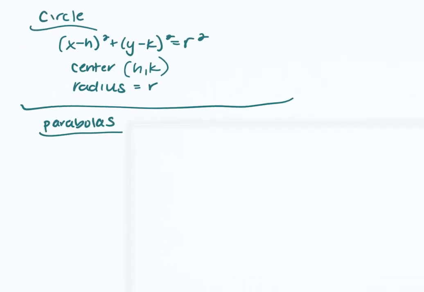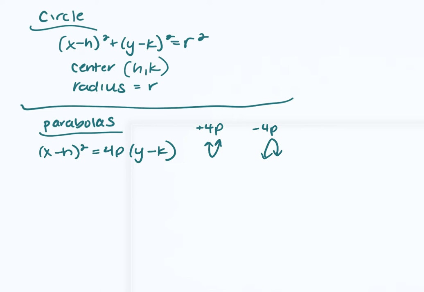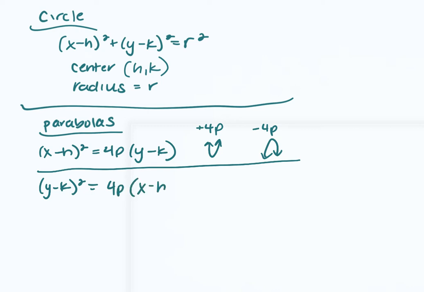And there are two kinds, the vertical and the horizontal. If it's x minus h squared equals 4p times y minus k, then this is your up or down. If it's a positive 4p, then it opens up. If it's a negative 4p, it opens down. And then you had y minus k squared equals 4p times x minus h. Positive 4p opens to the right, negative 4p opens to the left.